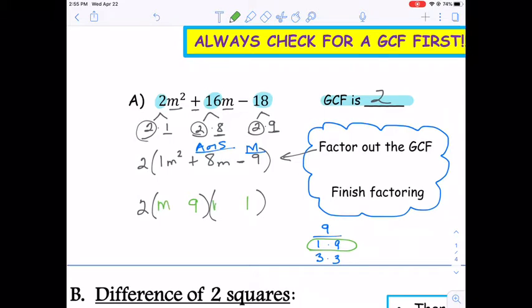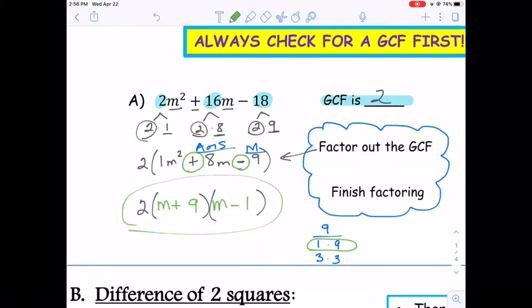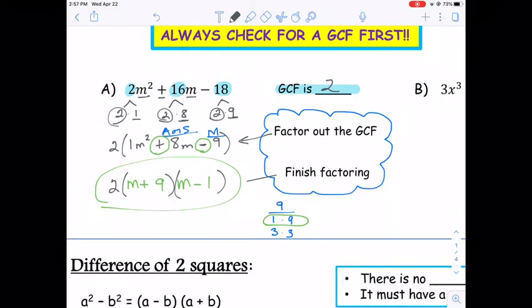M is going to be my first term in both parentheses. So now I want to decide where my signs will go. It's a negative 9, so when I multiply I have to have 1 positive and 1 negative. But I want to add or subtract to get a positive 8. So that means I'm going to have to do a positive 9 minus 1 to get a positive 8. This is the end of my factoring. I cannot factor any further than that. So now we have finished our factoring.